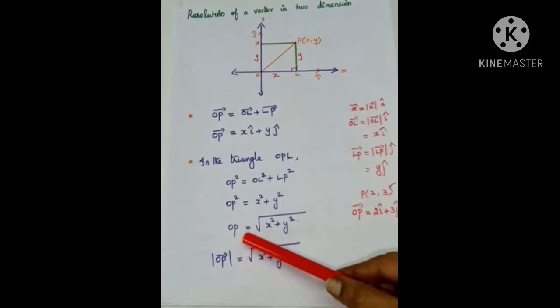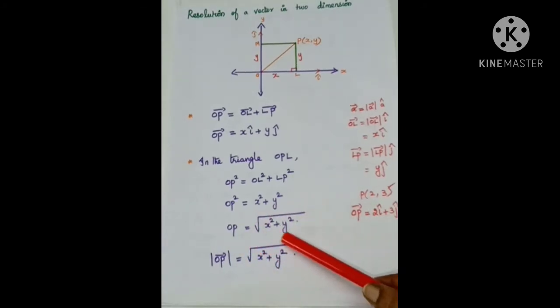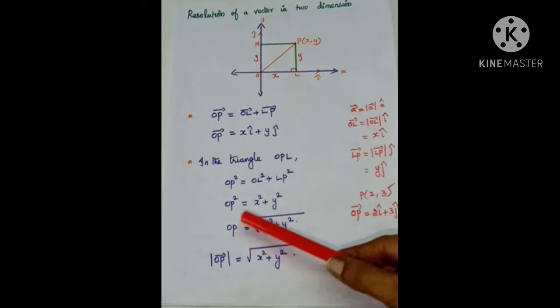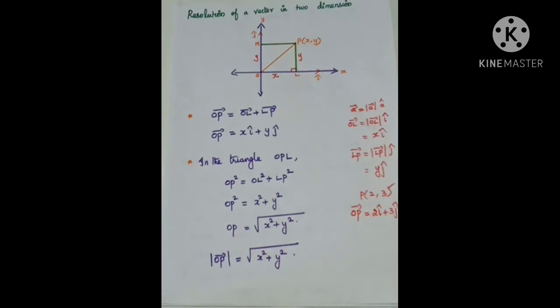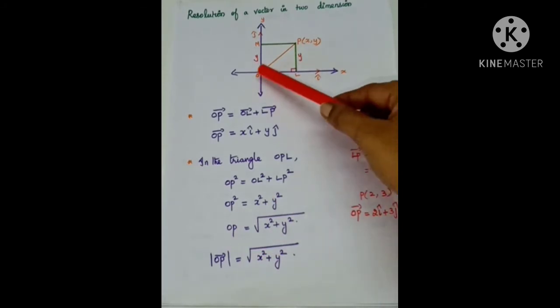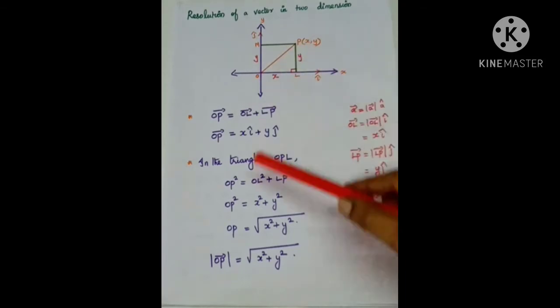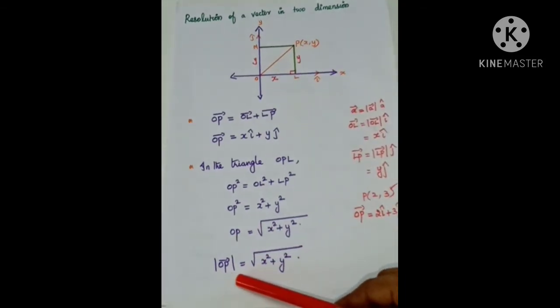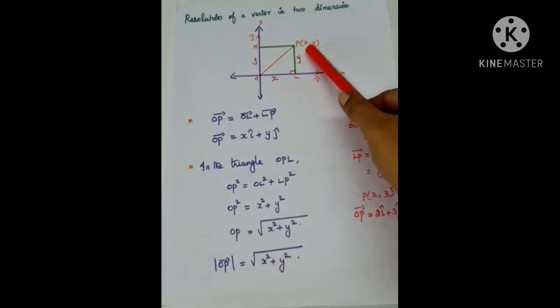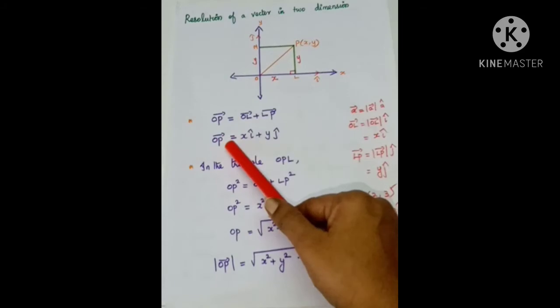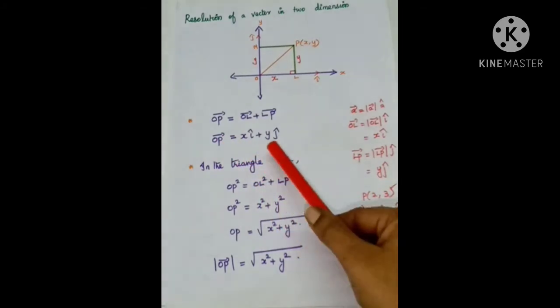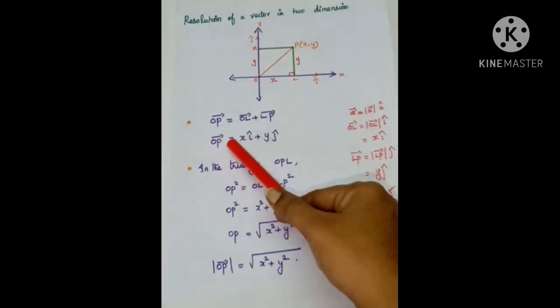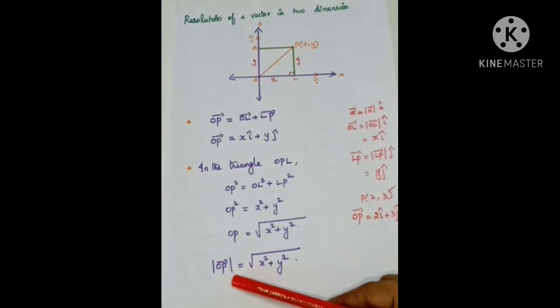What is OP? It's the square root of x squared plus y squared. OP means what? It's the distance of the line segment OP. So the distance from the origin to the point is OP. That can be denoted as the modulus of the OP vector. So if we have P as x comma y, then your OP vector is equal to x i cap plus y j cap. How will the modulus of the OP vector be written?